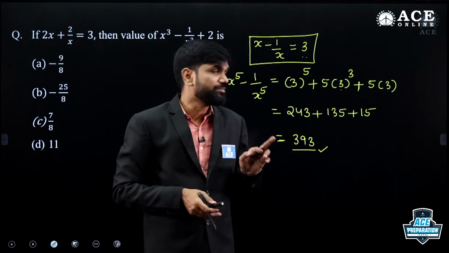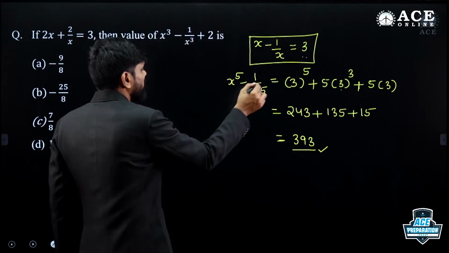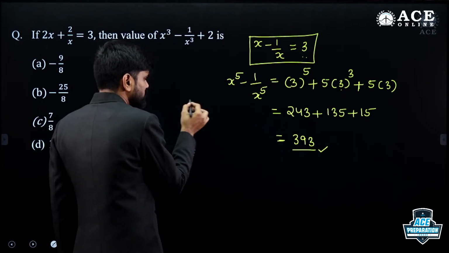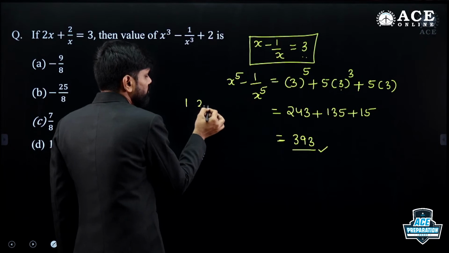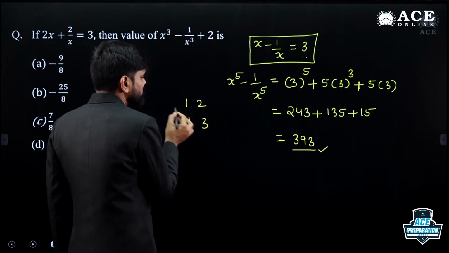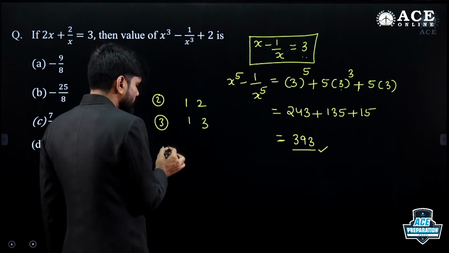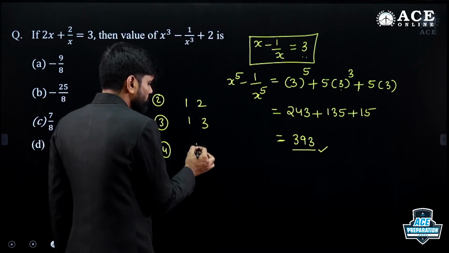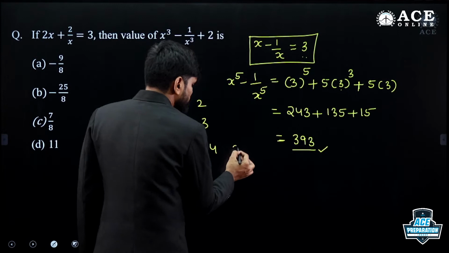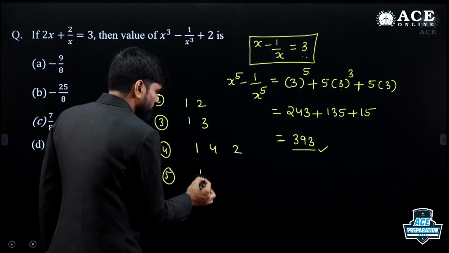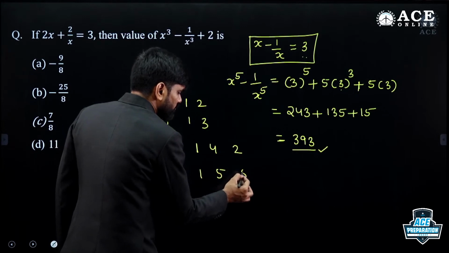If x minus 1 by x is directly given as 3, then your answer will become how much? 393. So I repeat, just to memorize the formula here: what were the first coefficients we were getting? 1, 2, next to 1, 3. This is for squares, this is for cubes. For power 4, we get 1, 4, 2. For power 5, we were getting 1, 5, 5.